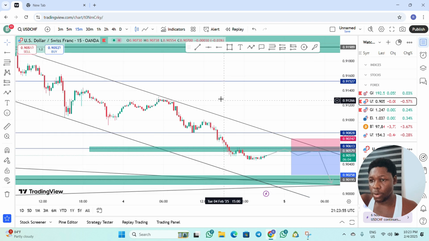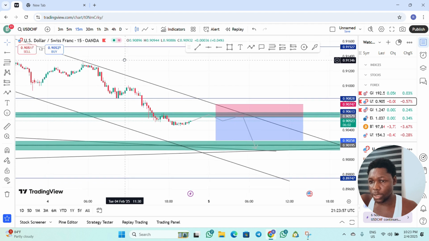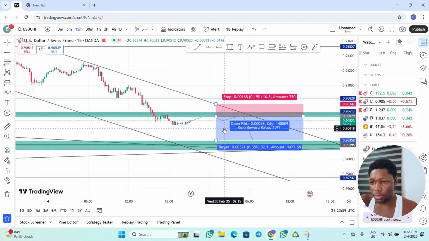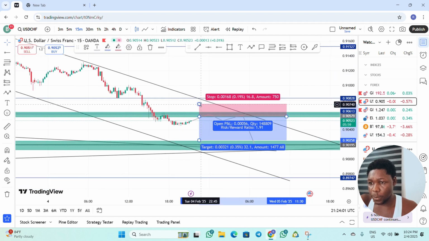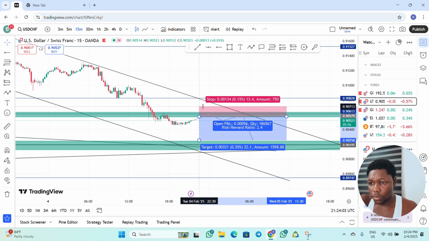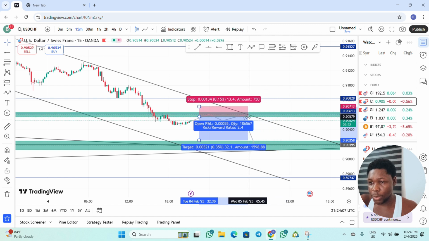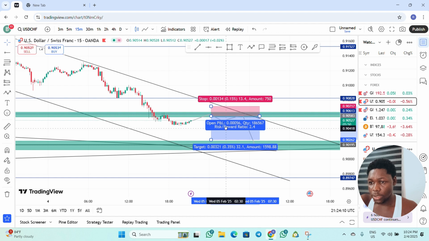So, but this is what we have. This is the movement we had down here. So our stop loss should be 13 pips. We have to get a confirmation entry before we take this trade. That is the rule.